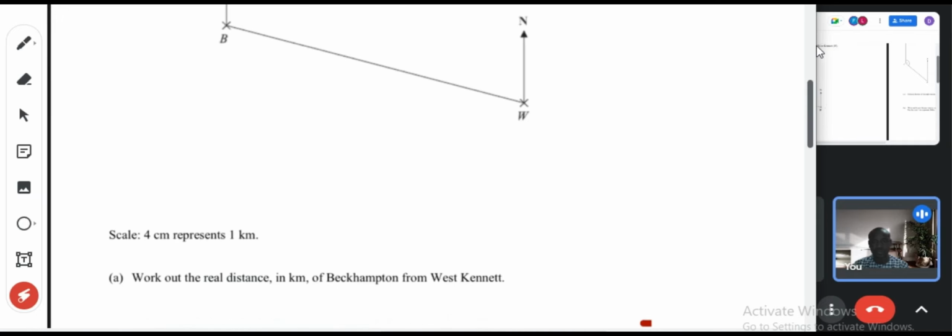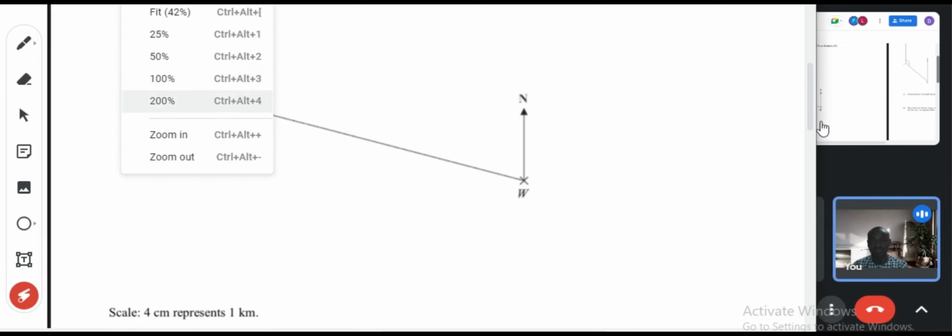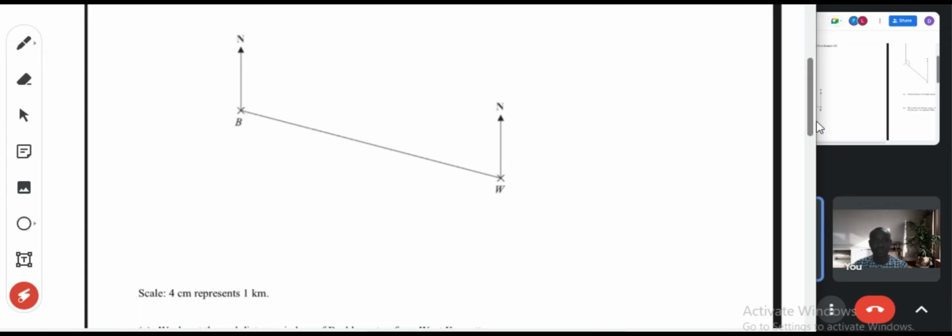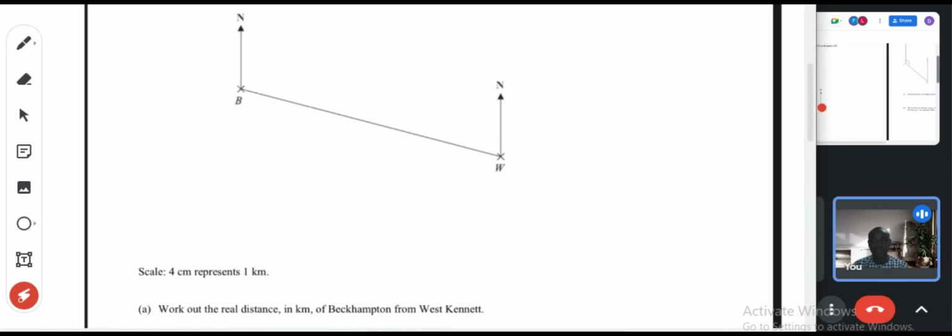Are we all listening? Now it says a scale factor is used. Scale is 4 centimeters represents 1 kilometer. So it's drawn to scale, and you carry out some measurement. You have to use a ruler for that. Work out the real distance in kilometers of B from W, Beckhampton and West Kenneth.